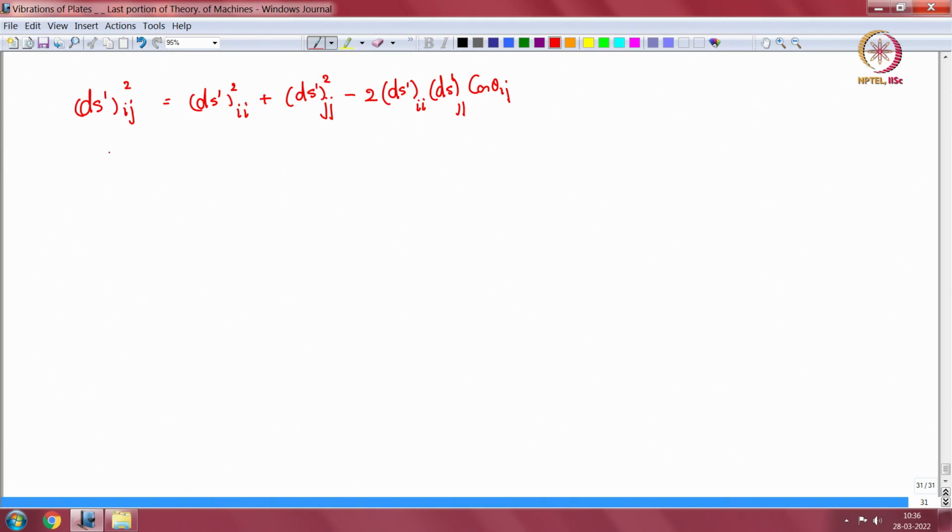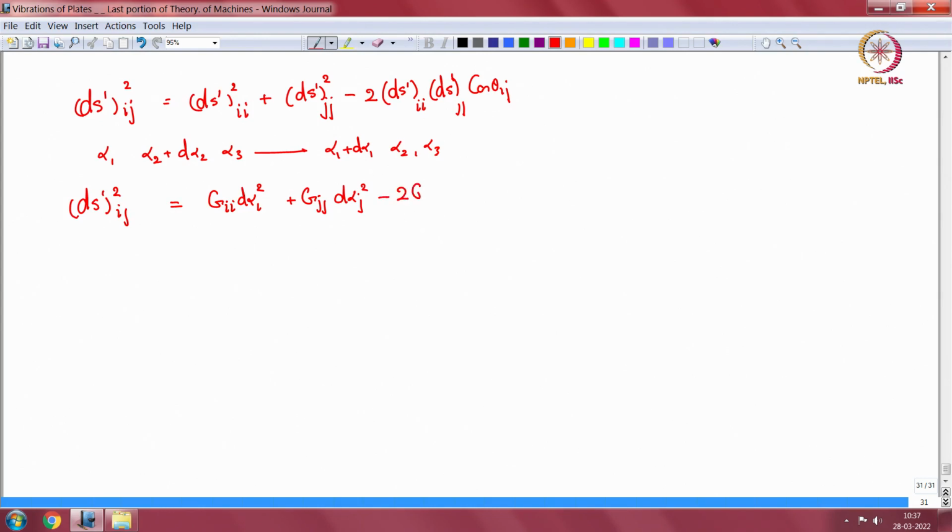Okay, whereas the distance between 2 points alpha 1 alpha 2 plus d alpha 2 alpha 3 and alpha 1 plus d alpha 1 alpha 2 alpha 3, the distance between these two, in our derivation, is given by g_ii d alpha_i squared, plus g_jj d alpha_j squared, minus twice g_ij d alpha_i d alpha_j.